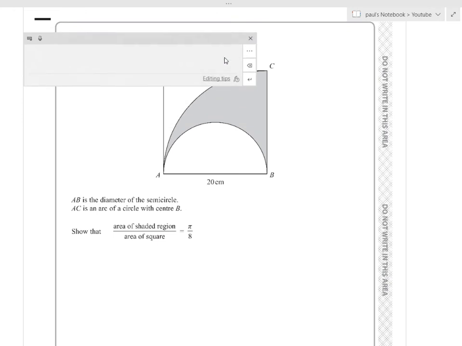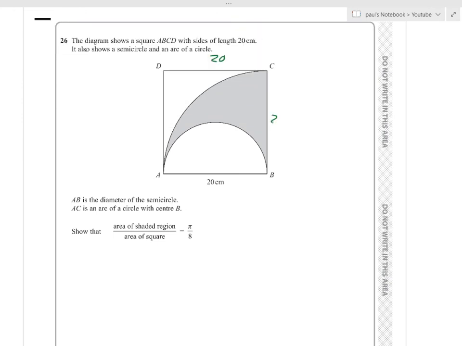So the side lengths are 20 by 20. So the square is 20 by 20, which equals 400. Yeah, I'm happy with that.